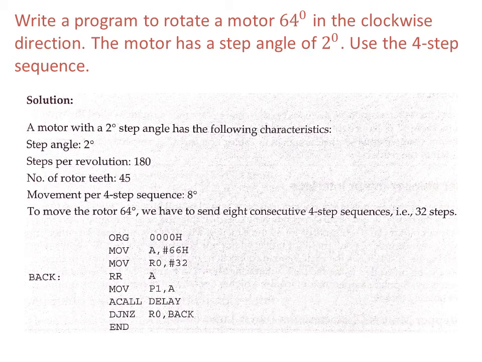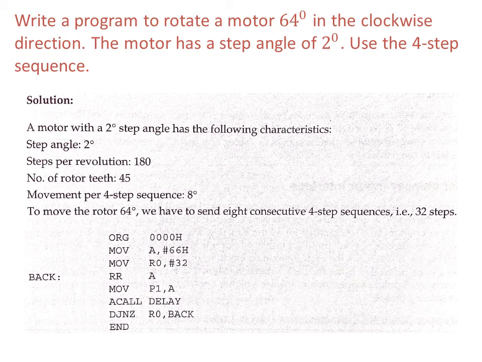Now just look into the program. The first instruction is ORG 0000H. The second instruction is MOV A, #66H, because we need to send the sequence 0110 0110. Then MOV R0, #32. This 32 is the count. How did we get it? To move the rotor 64 degrees, we have to send 8 consecutive 4-step sequences. 8 into 4 is the 32 steps we get here, so we need to move it to R0 as a count.